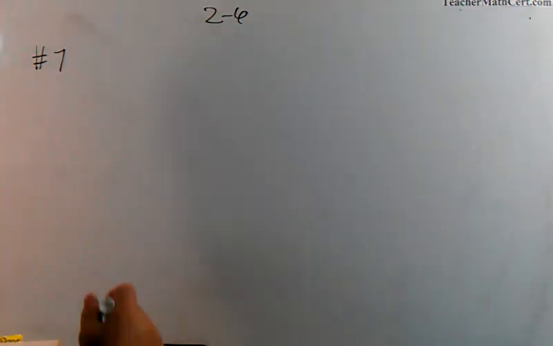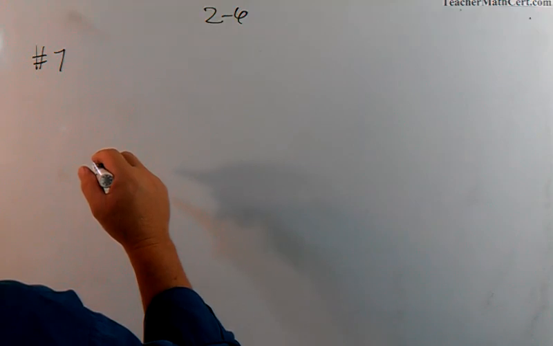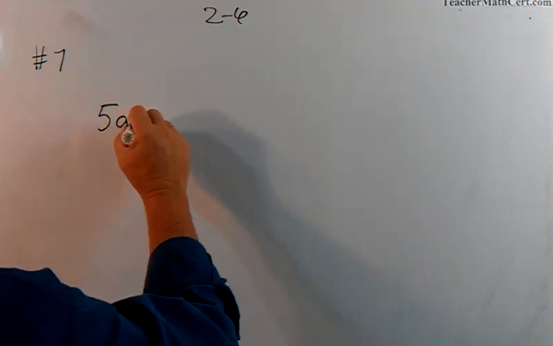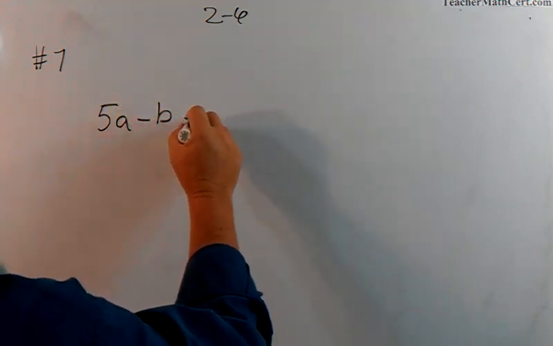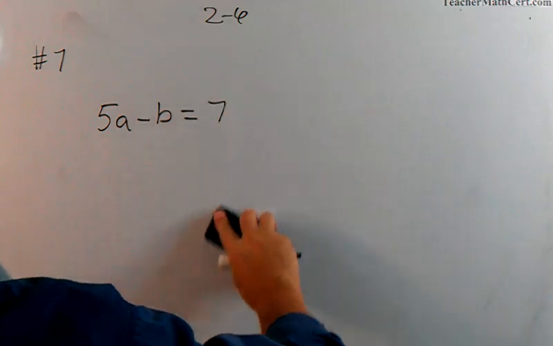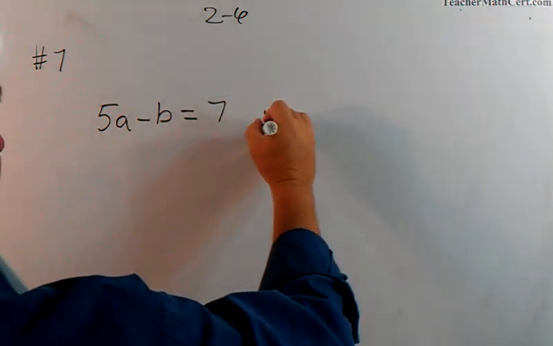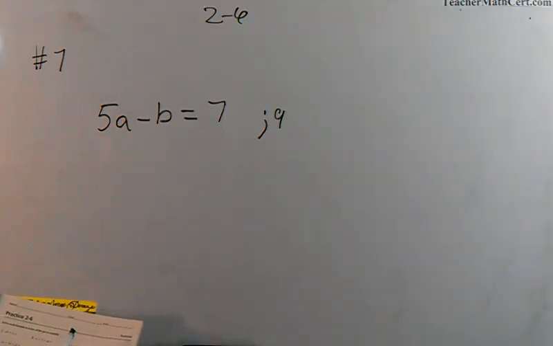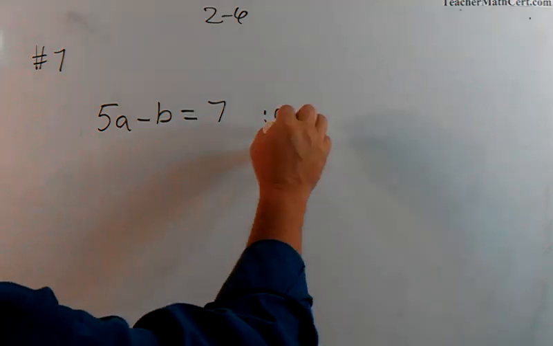Number 7. Let's see here. 5a minus b is equal to 7. I'm sorry, 7. And they want us to solve for a. Alright, let's see here. 5a minus b is equal to 7. Alright, so we're solving for a.